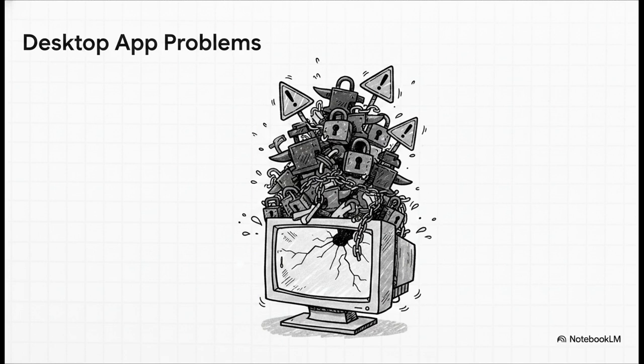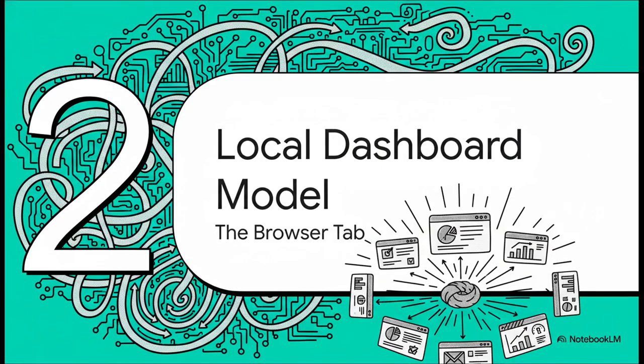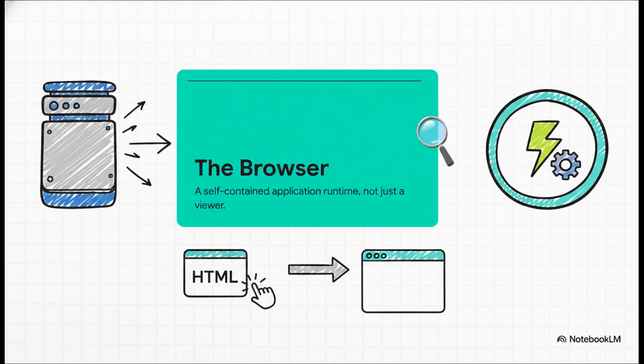The traditional desktop app didn't exactly die, it just became way too heavy for the actual problems we're trying to solve. Which brings us to Section 2, the local dashboard model. This is where we hit the core thesis of today's explainer. We really need to completely redefine what the browser actually is in our heads. It is a self-contained application runtime. It's not just a viewer for fetching web pages from the internet anymore. When you double-click that single HTML file, it opens instantly, zero ceremony. It runs entirely offline, reading and writing right on your local machine. It fundamentally changes how we deploy local software.